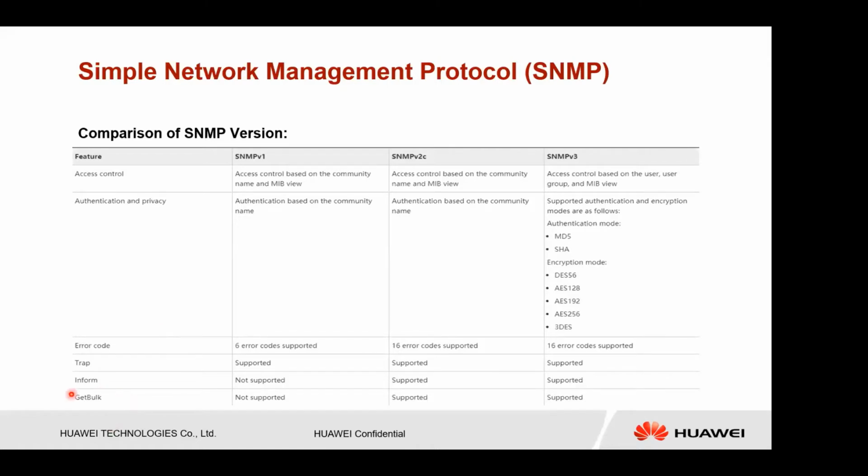And the last one is get bulk. SNMP v1 does not support it, while SNMP v2c and v3 do support it. Get bulk means that we want to get a large number of data from the devices. So we can use v2c and also v3 to support this get bulk feature.